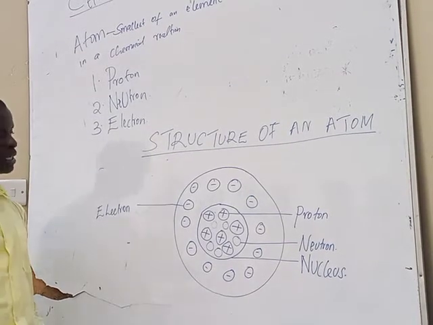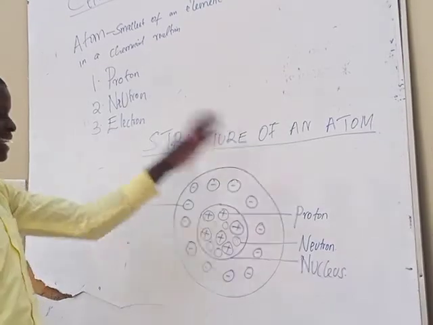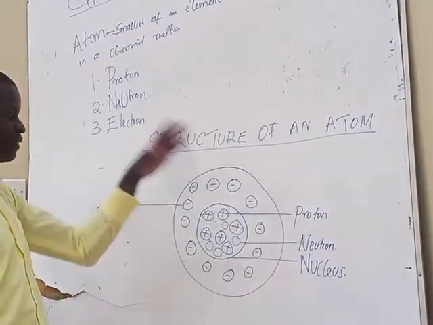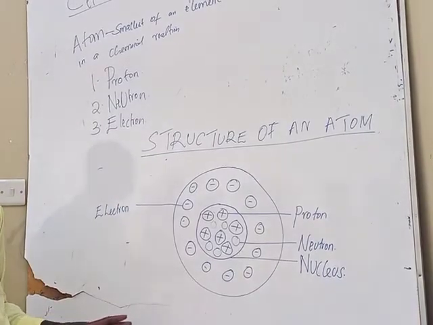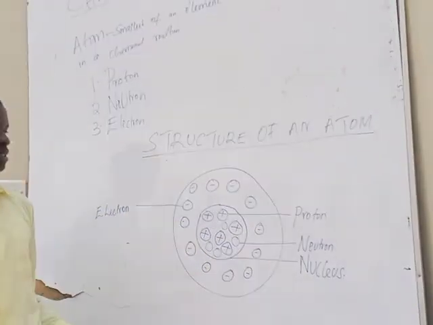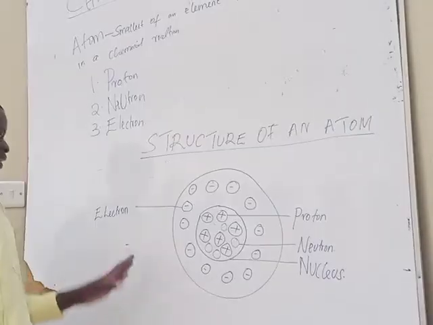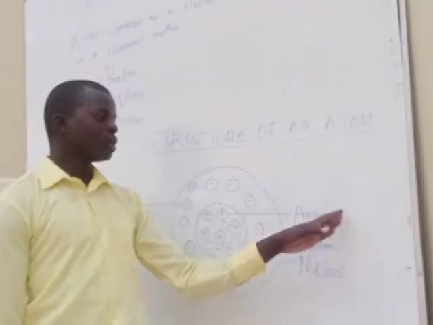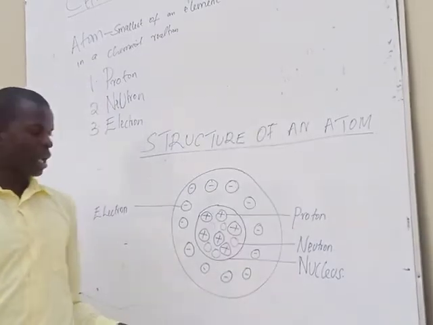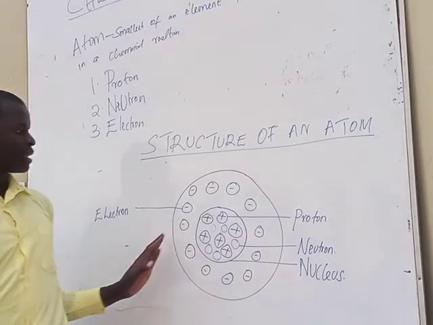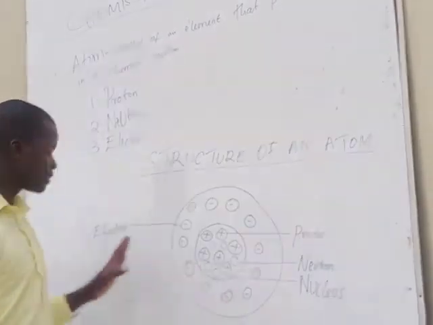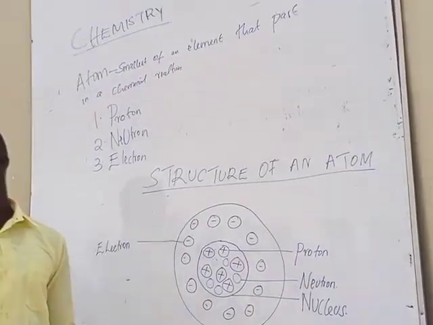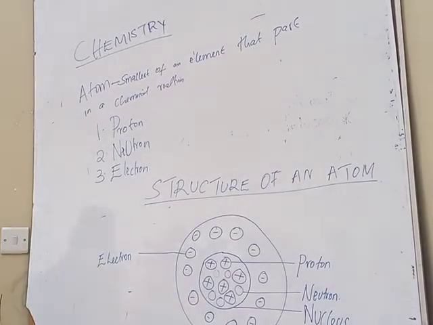Now, when we do a structure of any given atom, we'll have to know which atom we are drawing the structure of. Then you have to know that the number of electrons and the number of protons are all equal, and they have charge that goes with them. Neutrons have no charge, protons have positive charge, then electrons have a negative charge. Let's go further and draw the structure of a carbon atom.